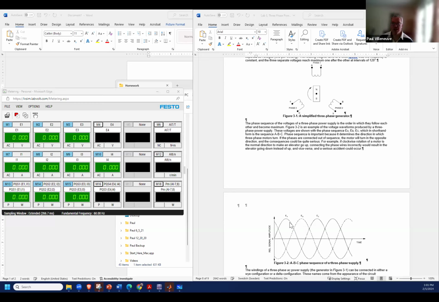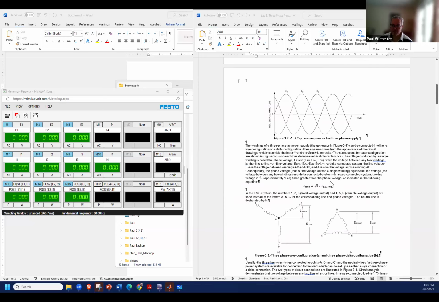The reason why we pick 120 is because at all cases and times, the average value over one sine wave between EA and EB is the same as EB and EC, which is the same as EC and EA. So when we talk about a balanced system, we can see how all the magnitudes of the voltages are the same. And that's a hugely helpful thing for us to analyze systems and work on them because we don't have to keep track of which one's phase A, which one's phase B, and which one is phase C.